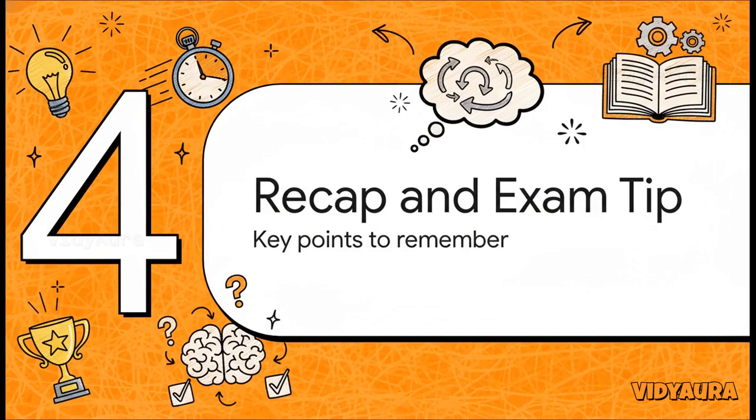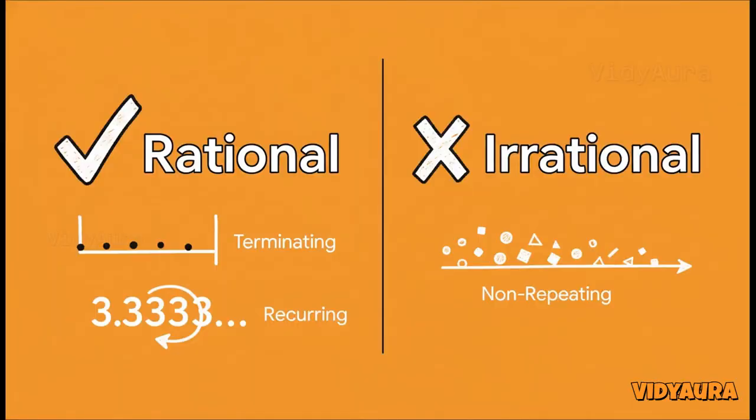Okay, that was great. Before we wrap up, let's do a super quick recap of the key points, and I'll give you a top tip that will really help you in your exams. So what are the most important takeaways? Just remember these two simple rules. If a number's decimal expansion stops, or if it repeats in a pattern, it is rational. And if it goes on forever without ever repeating, it is irrational. That's the whole game right there.